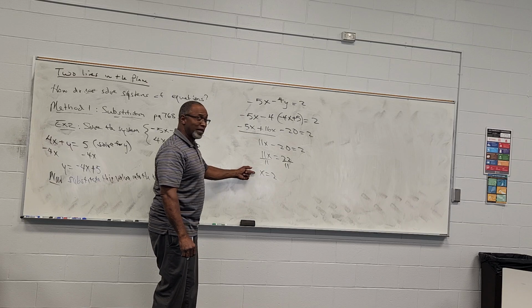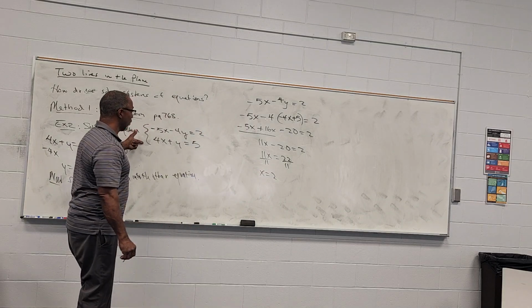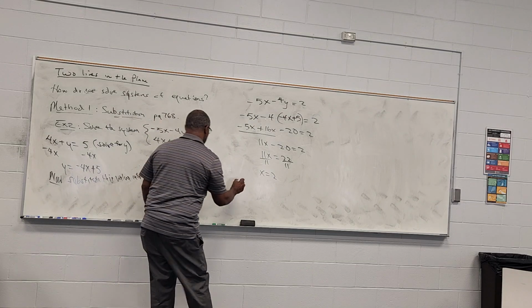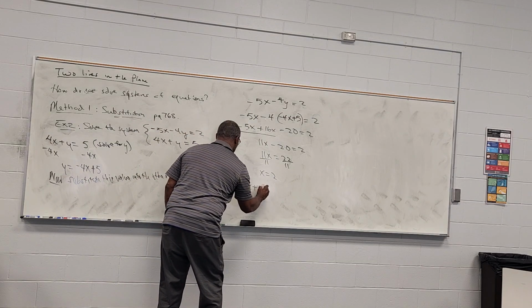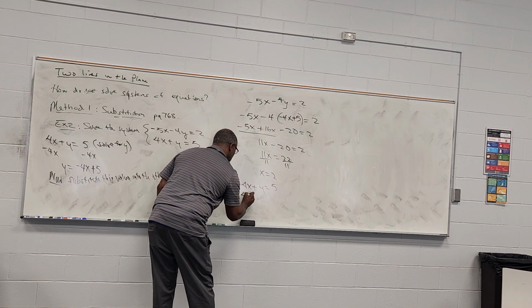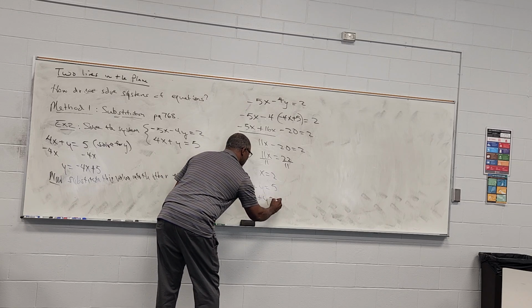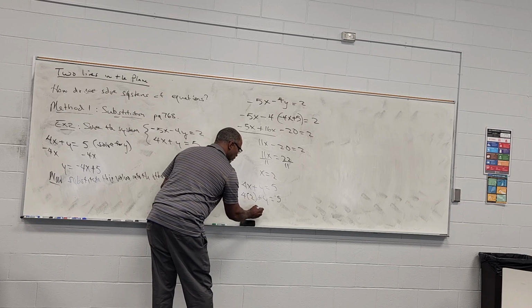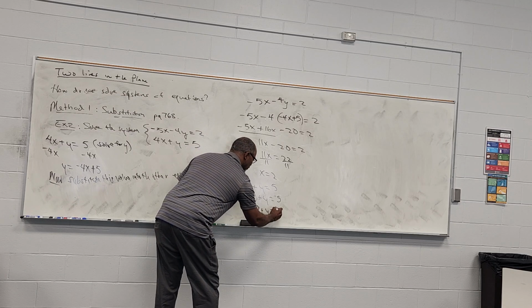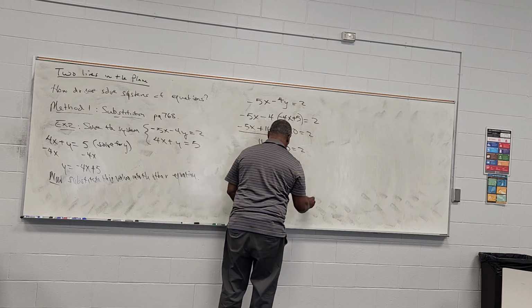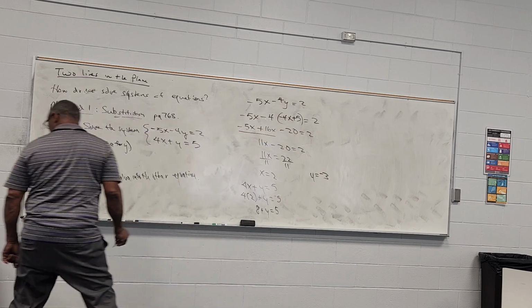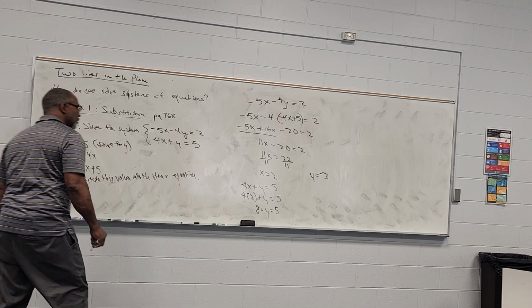Now that I know x, now I can go to either one of these two equations and replace the x with its known value, and then I'll have y. So I'm going to take this one, 4x plus y equals 5, x is 2. So 4 times 2 plus y equals 5. Okay? 4 times 2 is 8, plus y equals 5. Subtract 8 from both sides, y is negative 3. Okay? Y is negative 3.